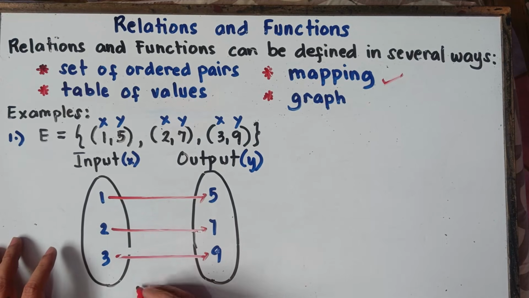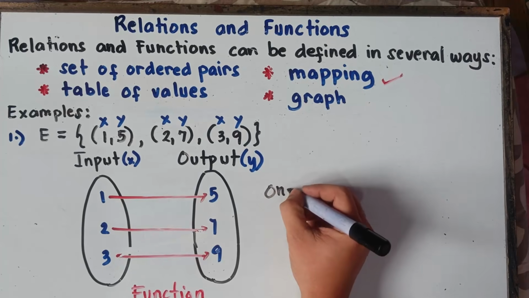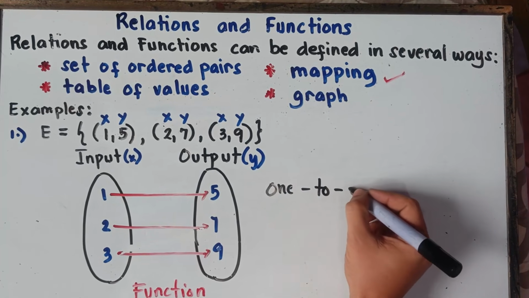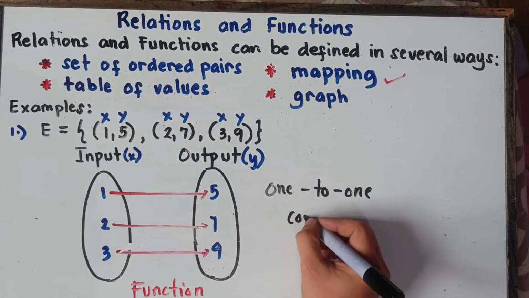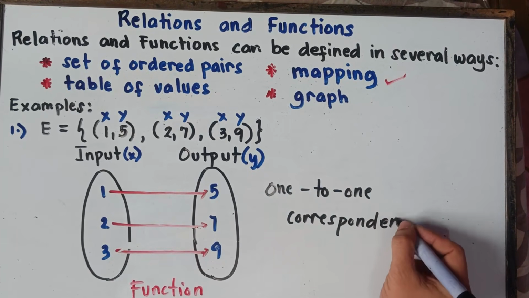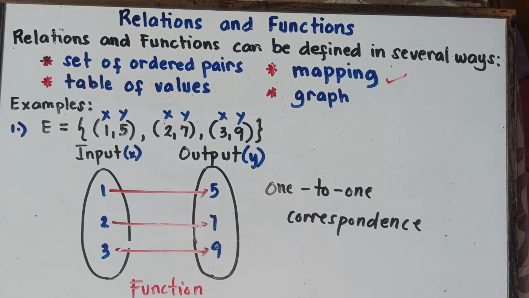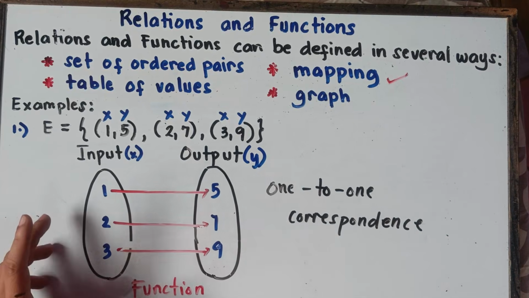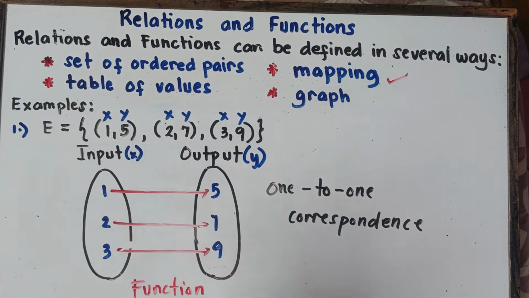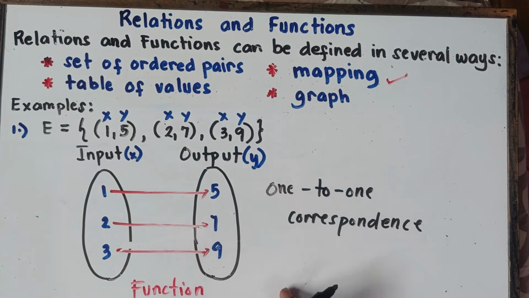Once again, class, number 1 is a function. Alright, so number 1 is a function and we call this one one-to-one correspondence. Now, if you have one-to-one correspondence, class, automatically it will be a function. One input corresponds to exactly one output. If you have a given example like this, class, you call this one-to-one correspondence, and it will be a function.